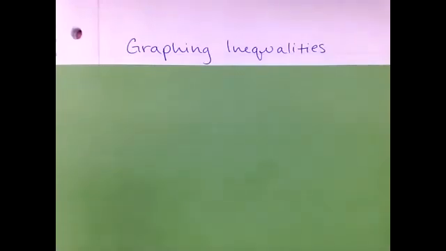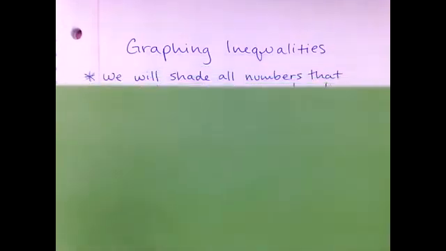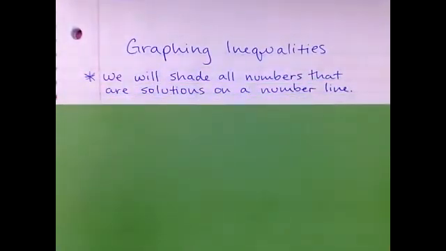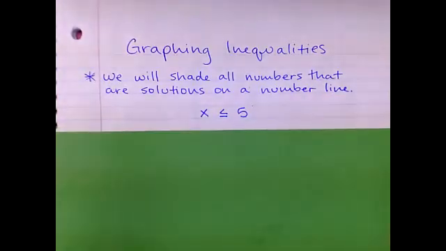In our notes today, we're going to take a look at graphing inequalities. So what that means is that we are going to shade on a number line all of the numbers that are solutions to an inequality. So we'll have a number line and we're going to shade any number that would make our inequality true. So let's look at an example of that.